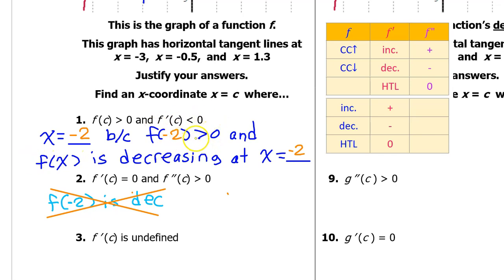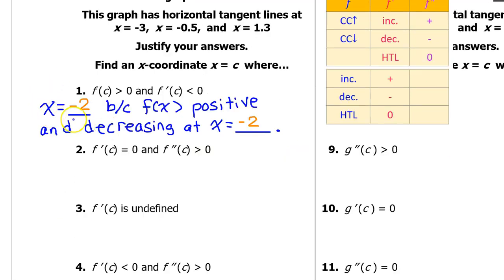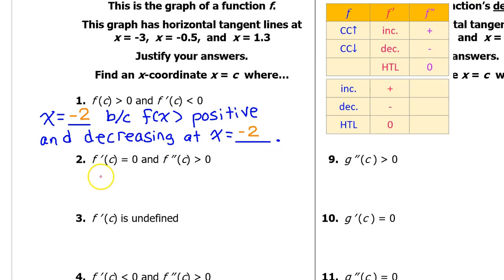Having said that, I think it will be a little simpler if we rewrite this justification, combining the two. I think it sounds best to say x equals -2 because f of x is positive and decreasing at x equals -2. Number 2, find a value of c where f prime at c is equal to 0 and f double prime at c is positive.